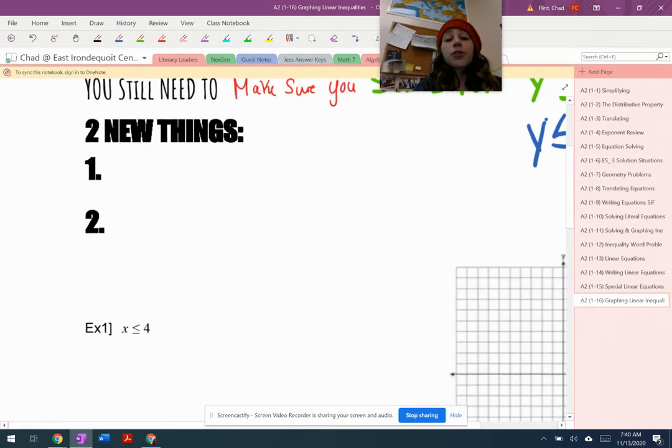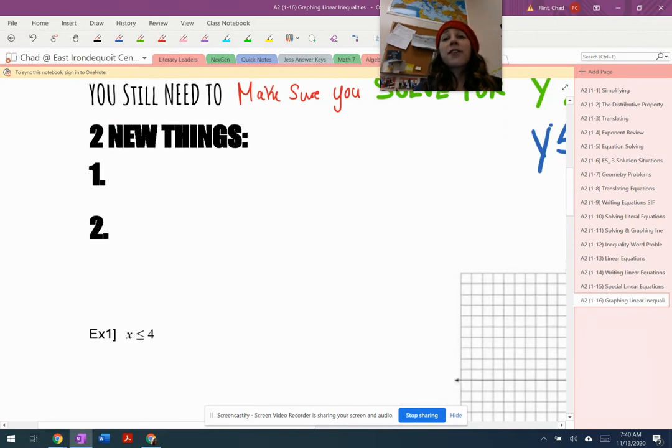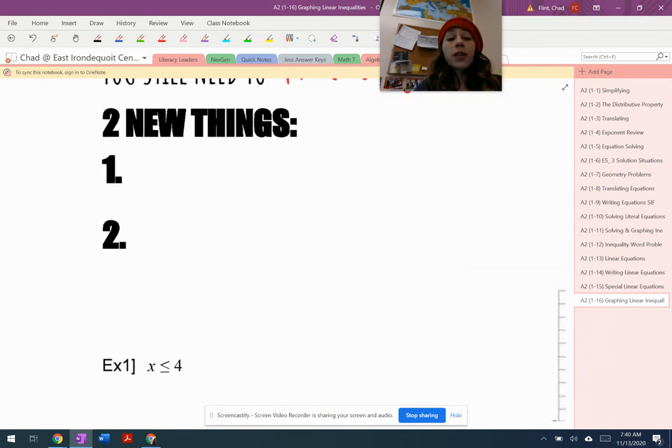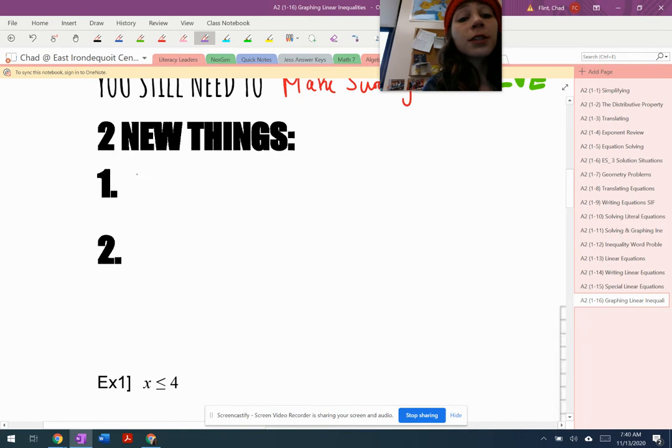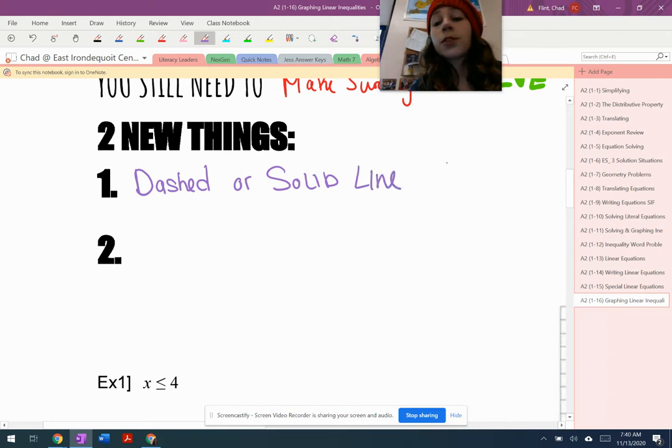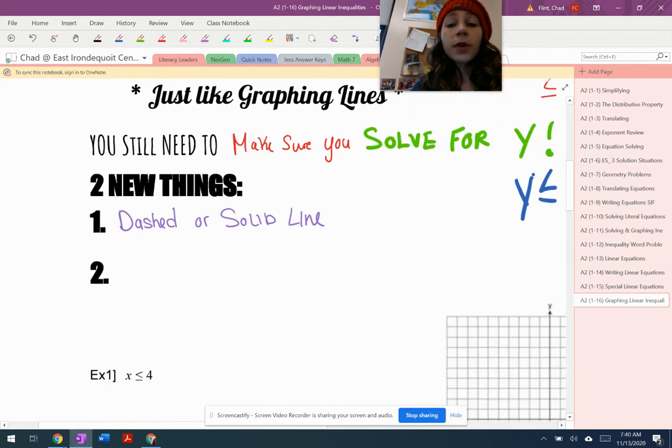Now, there are two new things because, like we said, inequalities are not the same as equations, so it does make them a little bit different. The two new things you need to remember when you're graphing linear inequalities are, first, to consider whether it is a dashed or a solid line. Do you end up with a dashed line or a solid line?